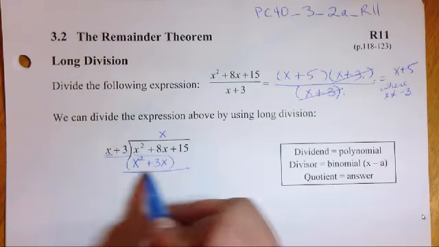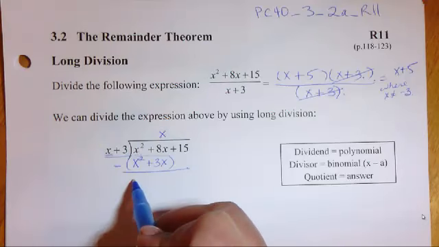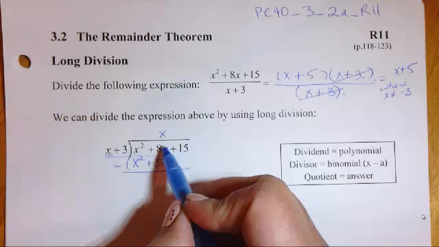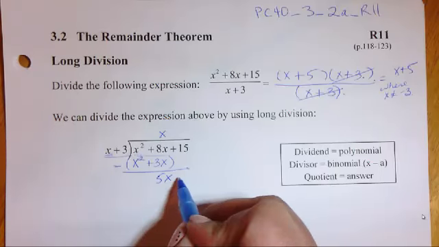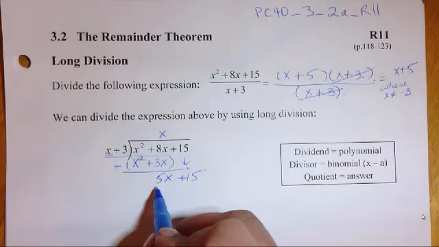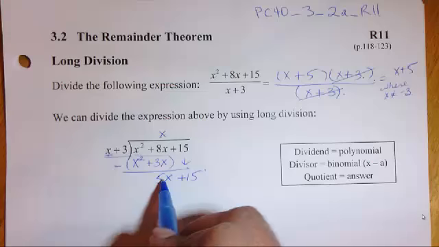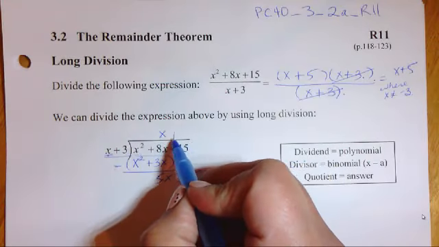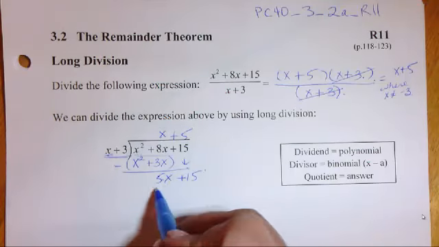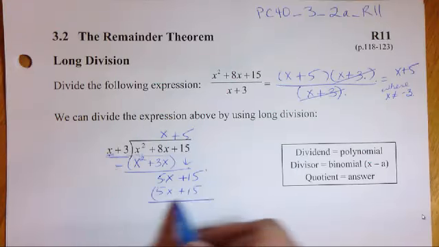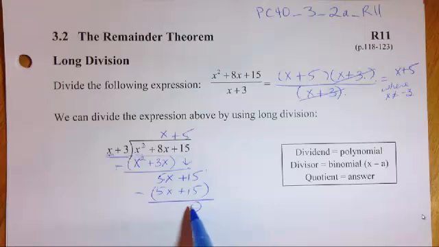The next thing we would do is subtract. So x squared minus x squared is 0. That's what we want. And 8x minus 3x is 5x. Then we bring down that 15, and we go through the same process: what times x is going to give me 5x? That is going to be 5. Then you take your 5 and multiply it with this here. You've got 5x plus 15, and when you subtract, you end up with 0. Getting a 0 here tells you that there is no remainder.